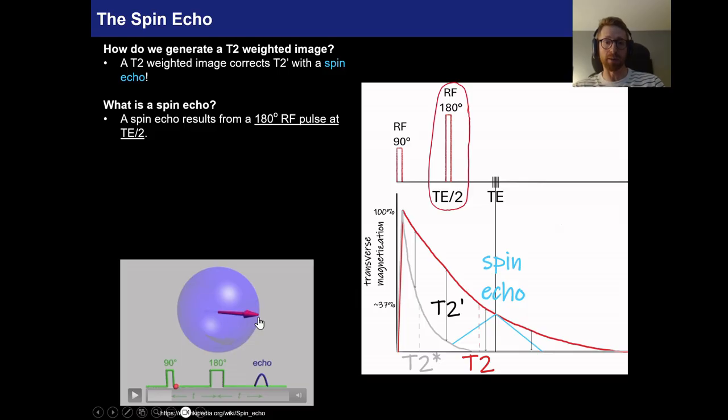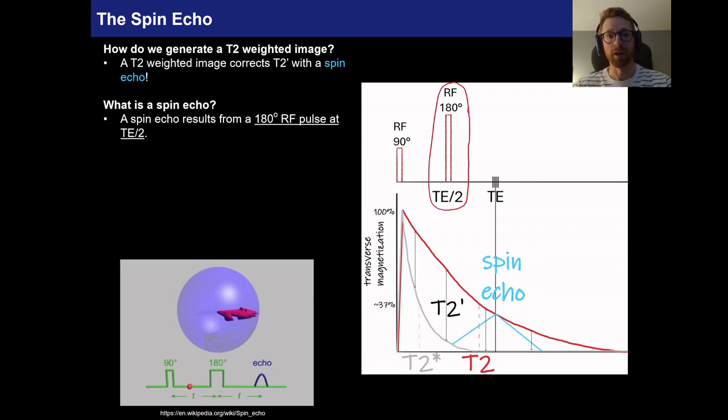And that's actually represented in this animation here, right? Because the individual spins are pointing at the same time on the clock. They're right next to each other on the circle of precession. Fine. So then after the 90-degree radio frequency pulse, what happens? They start going out of phase with each other, right? So why are they going out of phase with each other?